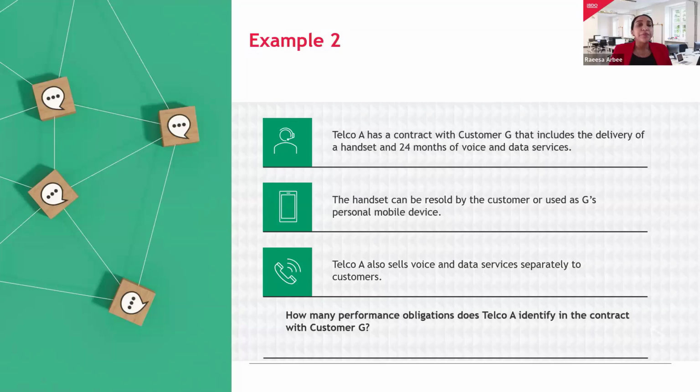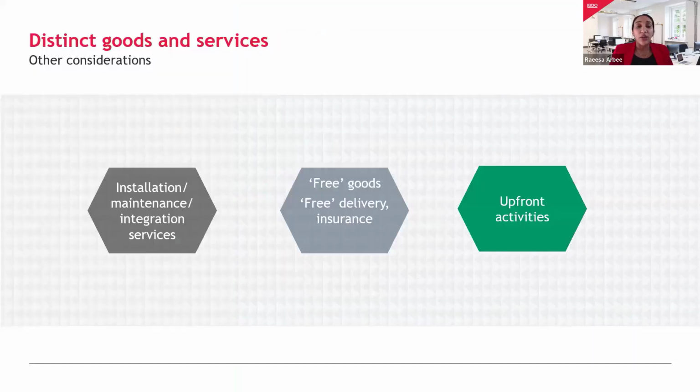Now, as we mentioned, determining whether something is a distinct performance obligation is an area of significant judgment. So on the next slide, we've noted some circumstances which may require additional consideration. For example, if you have installation and maintenance services that are provided alongside other goods or services, for example, IT equipment, it can be difficult to determine if these services are distinct. And therefore, you will need to do an analysis to consider the nature of the services and the level of integration and interdependency.